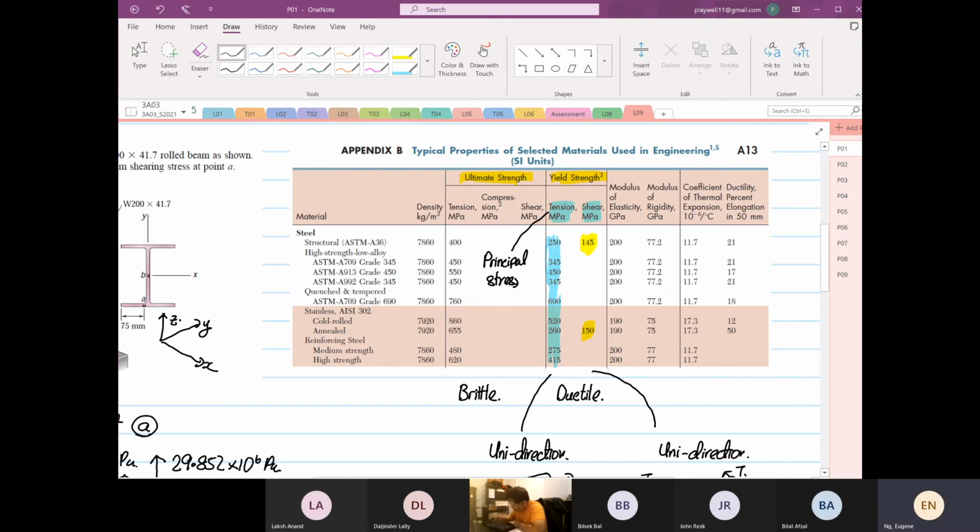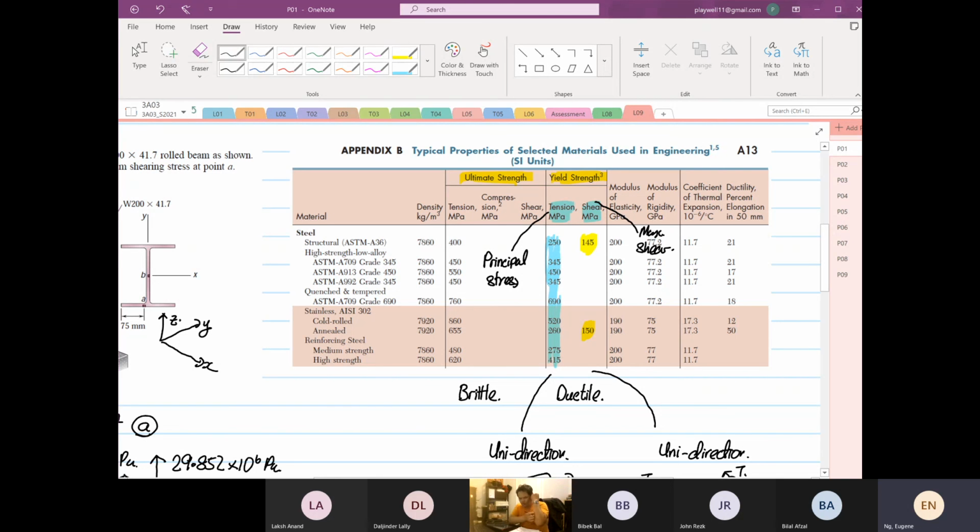And we see the shear. Okay, later on you'll realize this when we do 2D Mohr circle or 3D. This is your maximum shear. Okay, that is your maximum shear. So we are going to do Mohr circle first.